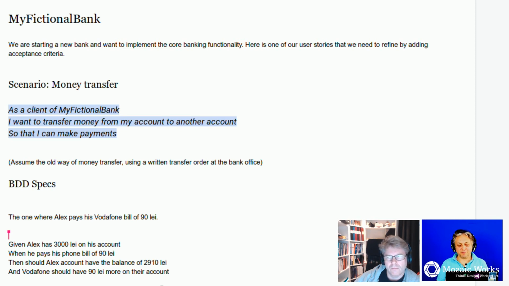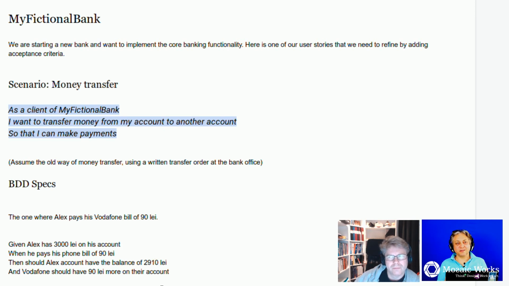I teach people at this point that there is one magical question, and the question is, what if? So in this situation, when I look at this example, I have two different questions. One is, what if I have more than one account? Another one is, what if I'm paying from an account that's in lei into an account that's in euro?